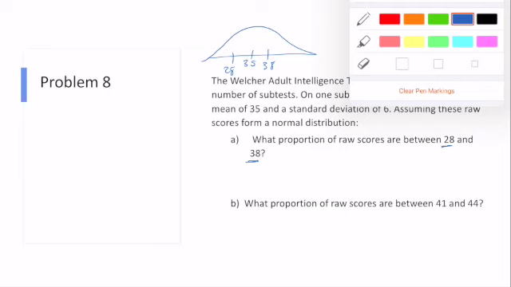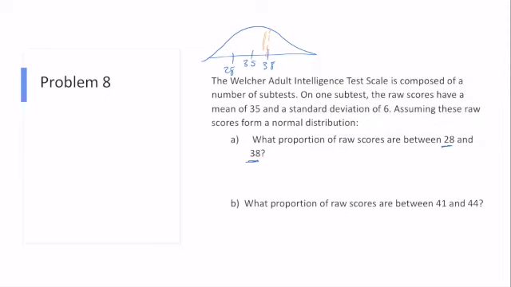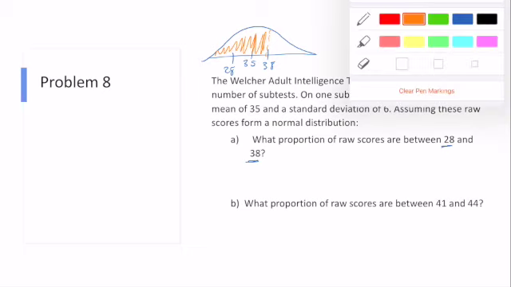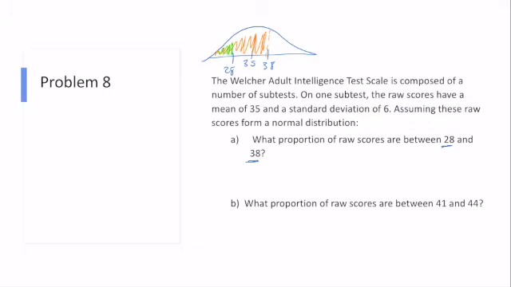So just like the previous slide, if I look up the area for 38 in a z-table, it's going to give me all of this. If I look up the area for 28, it's going to give me all of this. So I'm going to take the z-table value for 38 minus the z-table value for 28 in order to find our answer. So let's go ahead and find the z-score for 38. That means z equals 38 minus our mean over our standard deviation. I get a z-score of 0.5, which gives me a z-table value of 0.6915.